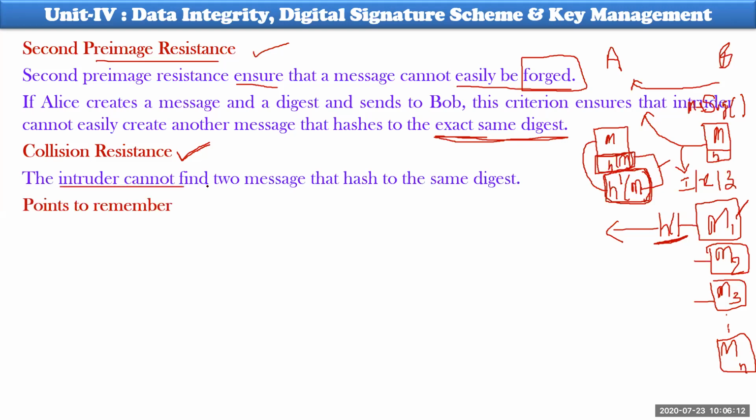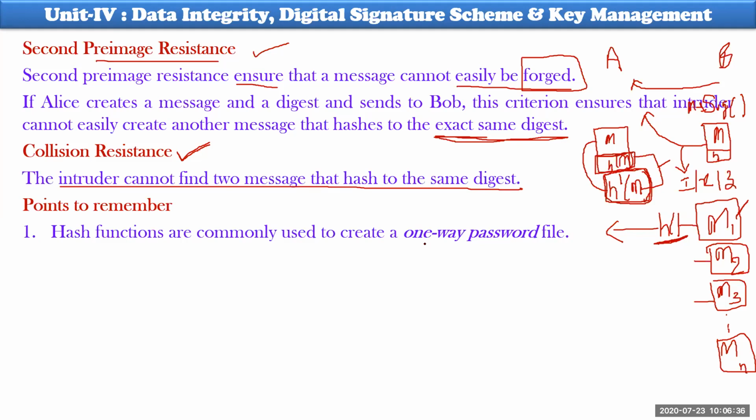The intruder cannot find two messages that have the same hash digest. So for two different messages, the same hash or signature could not be identified. That could be considered collision resistance. With respect to these three points, we'd like to remember something.